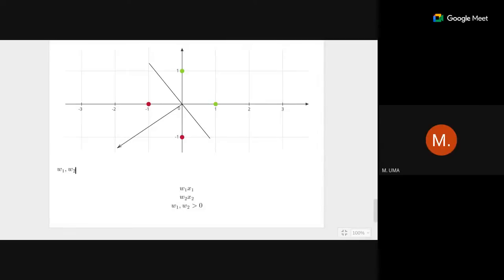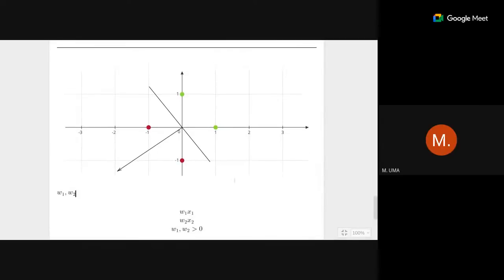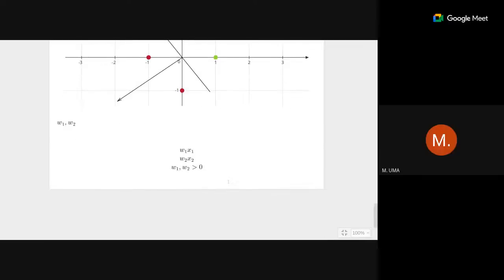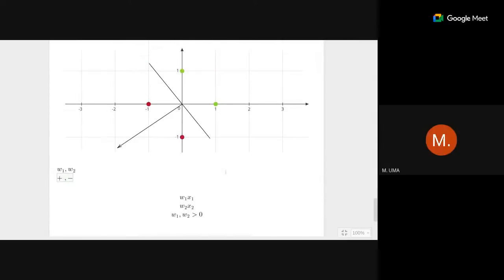Actually, geometrically, you have given the color. Otherwise, in the exam, we might go wrong easily choosing W3 also. So in the exam, what you can do is, instead of color, you can use the symbols plus and minus to represent the points.